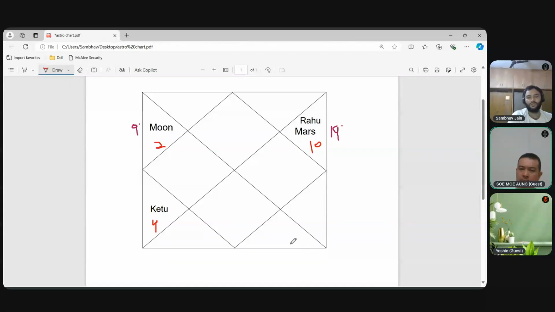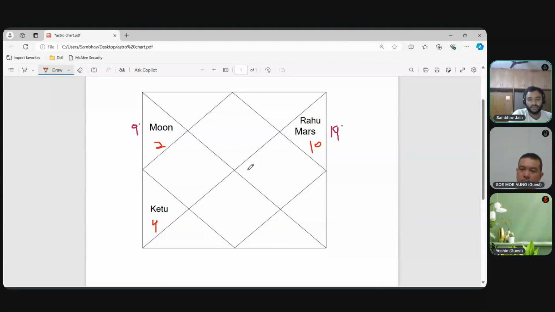Now we can see exalted Moon is going towards exalted Mars and Rahu, amplified energy of Rahu, Mars, and good energy of Mars. Mother is also exalted in the sign of wealth, and mother is going to see a lot of land in the future.